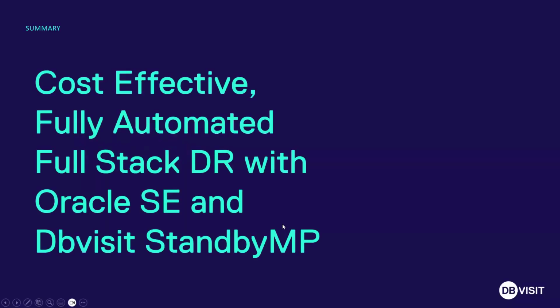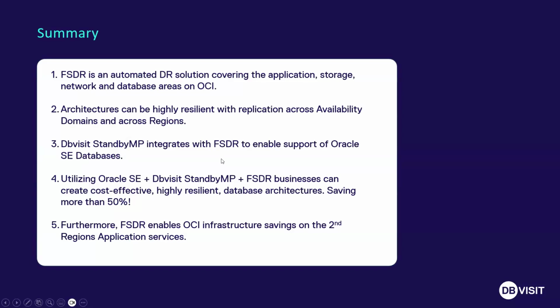So we saw the demo. With Dbvisit and FSDR, we provide you with a cost-effective, fully automated full-stack DR, and it is very easy to implement as well. We have an extensive user guide available, which gives you all the steps to perform. FSDR is an automated DR solution covering applications, storage, network, and databases that are in OCI. You can use your DBCS services or your bare metal Oracle virtual machines as well. The architecture can be highly resilient with replication across availability domains and across regions as well.